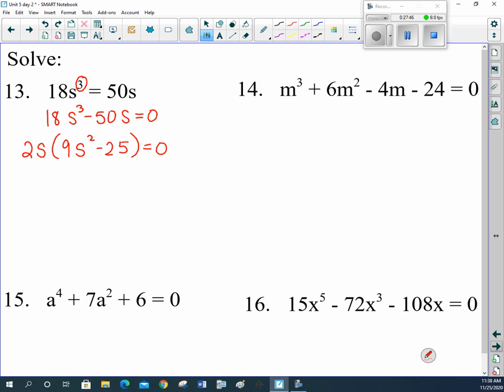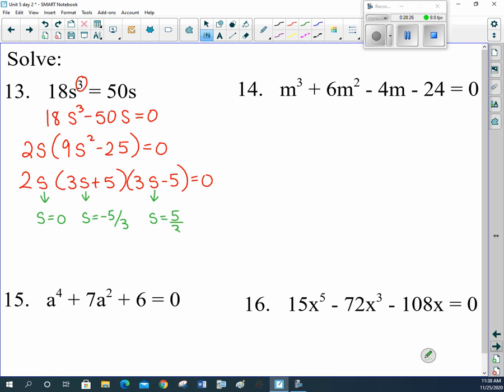Now keep in mind the highest degree is a 3, so when I'm done I should have 3 solutions. Well, inside the parentheses we have 9s squared minus 25. That's a difference of perfect squares. So that factors to 3s plus 5 and 3s minus 5. Okay, it's equal to 0, so now I can take every variable and solve that. So from this s right here, it's going to be 0. This s is going to be a negative 5/3, and this s is going to be a positive 5/3. There's our 3 answers.